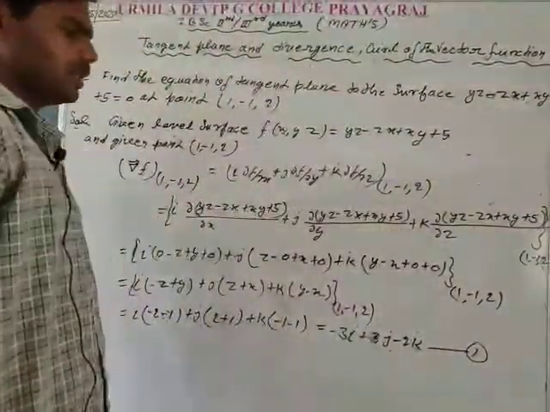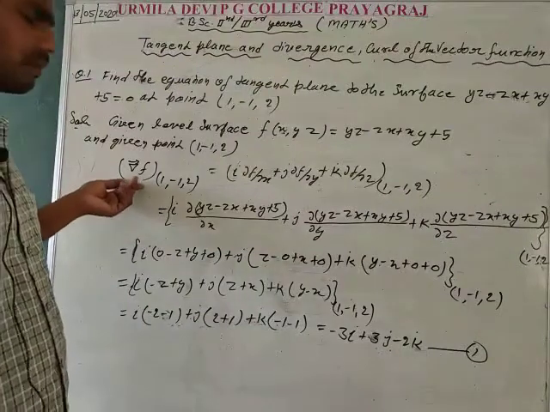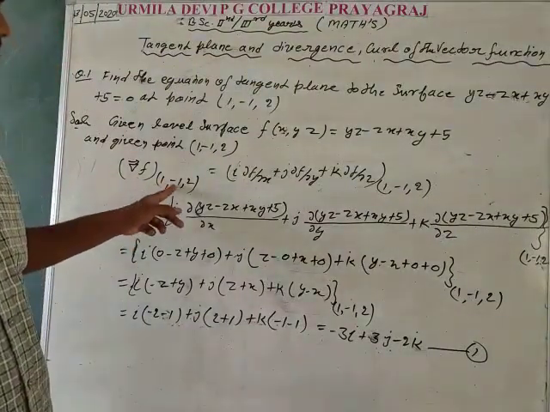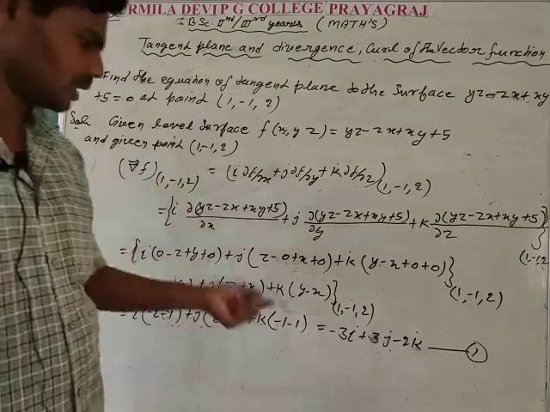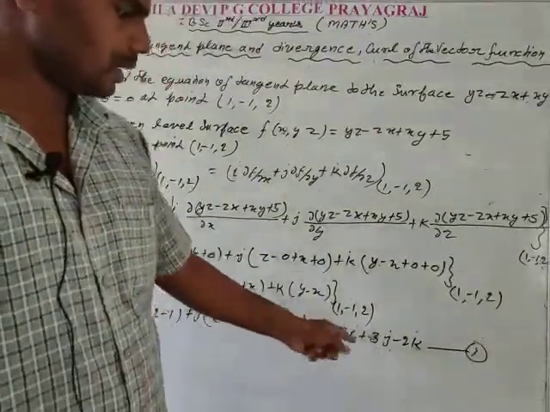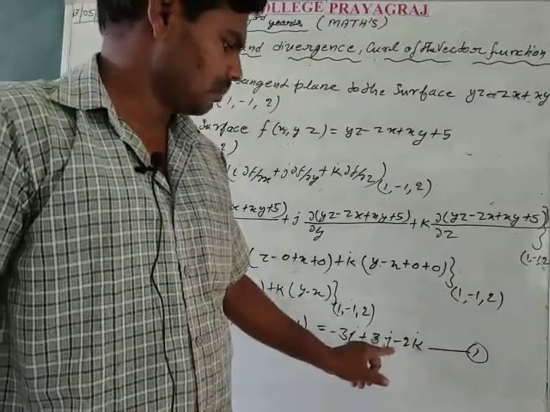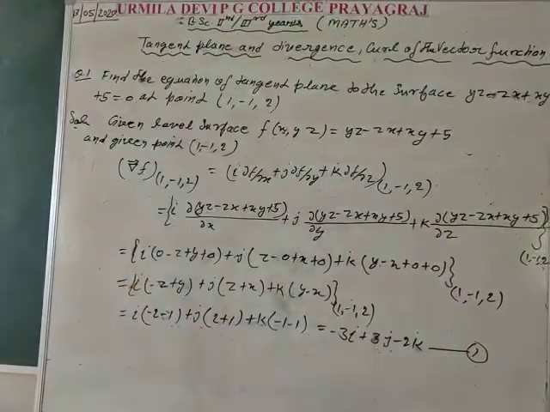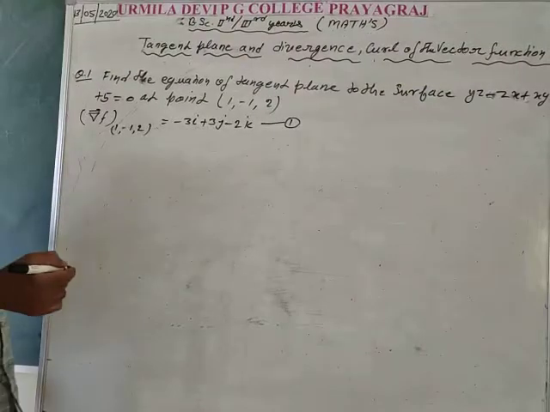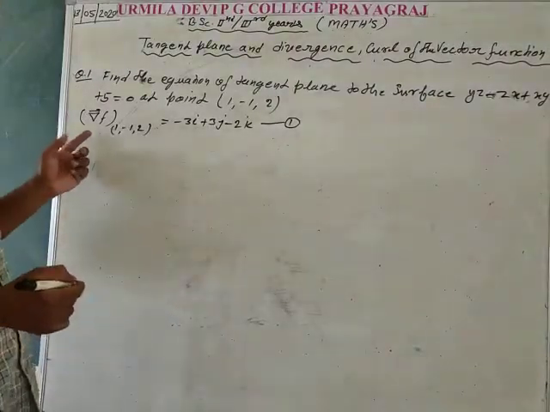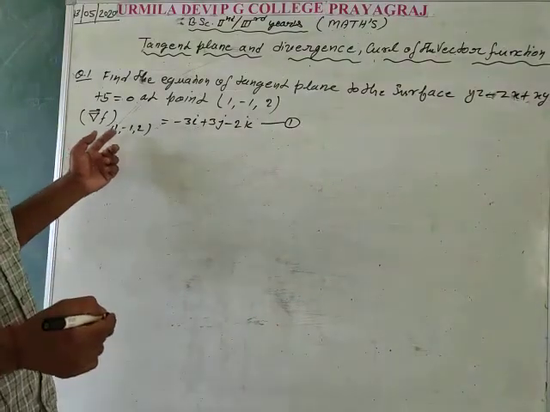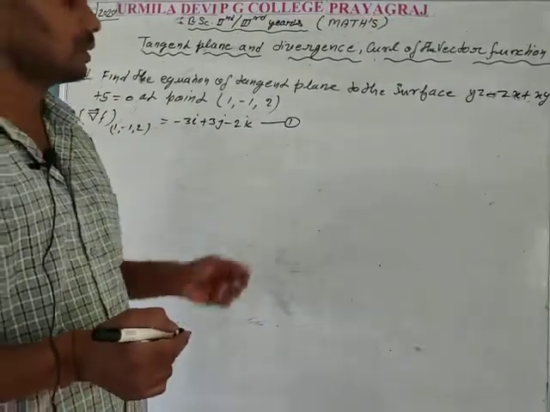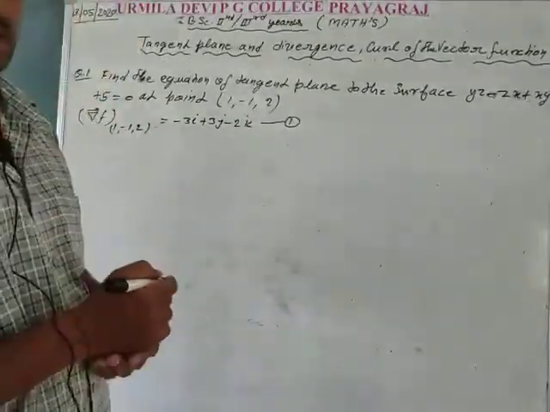Consider this as equation first. In equation first, the value of del f, meaning the gradient of the given function at the given point 1, minus 1, 2, is clear, which is equal to minus 3i plus 3j minus 2k. So further, it is clear that the value of del f at the point 1, minus 1, 2 is equal to minus 3i plus 3j minus 2k, considered in equation first.